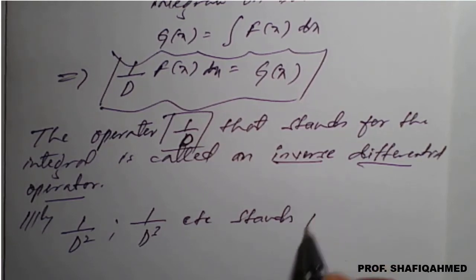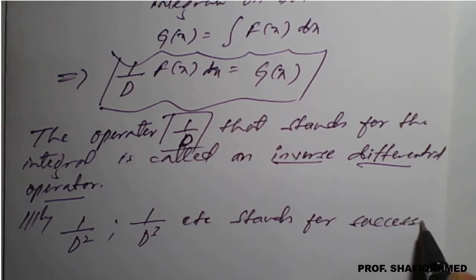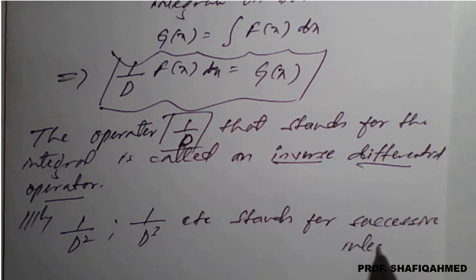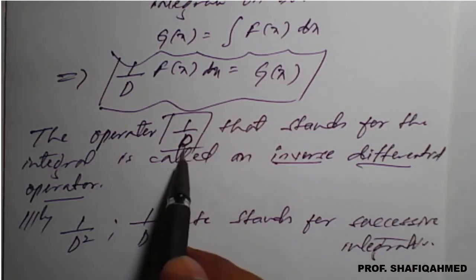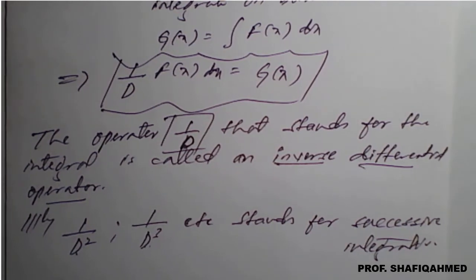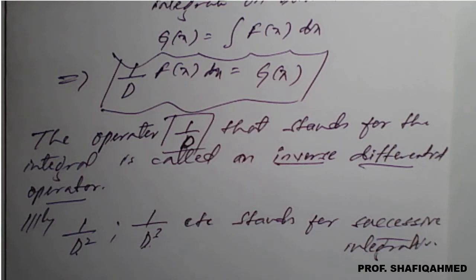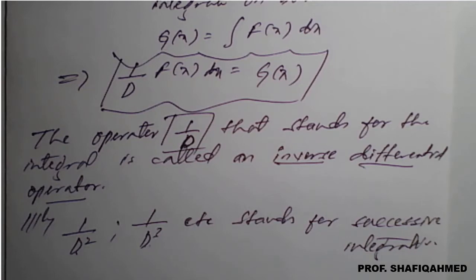So these stand for successive integration. 1 by D is nothing but one time integration, but 1 upon D square is double integration, and 1 upon D cube is triple integration. Double integration and triple integration you have already seen in the first semester. So if you find 1 by D square, remember that you are going to go for double integration. If 1 upon D cube comes, we go for triple integration. These are the things we need to remember for this inverse differential operator concept.